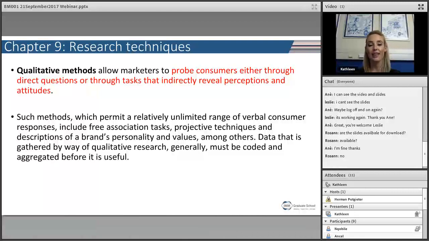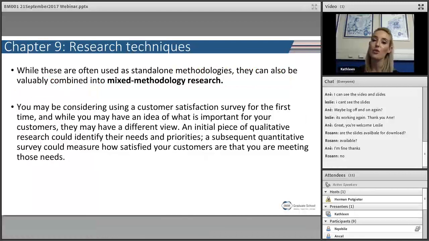Data that is gathered in this way generally needs to be coded and aggregated, or collected and then put into different categories or themes, in order for it to be useful. Don't worry too much about the research side behind it. At this point, you guys just need to have a thorough understanding of what the different methods are and how they are useful. You won't necessarily be asked to apply them in a research situation.